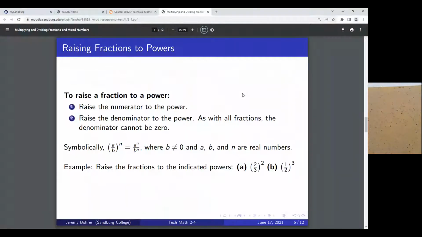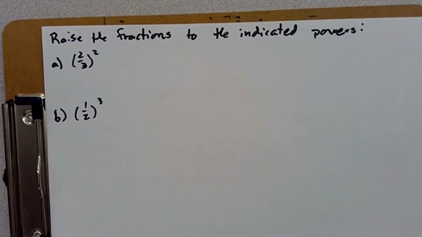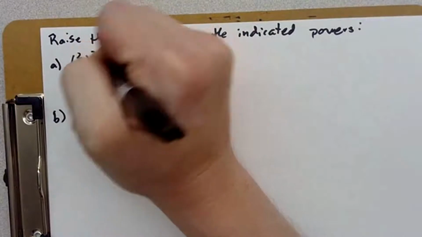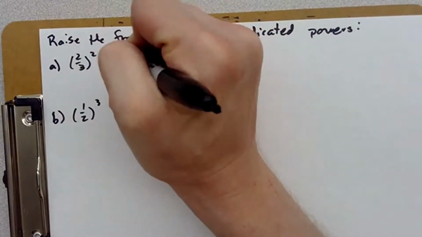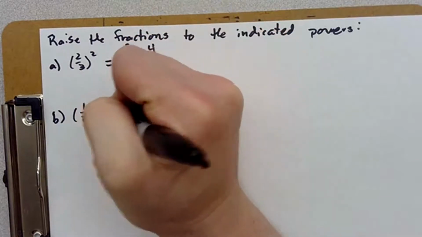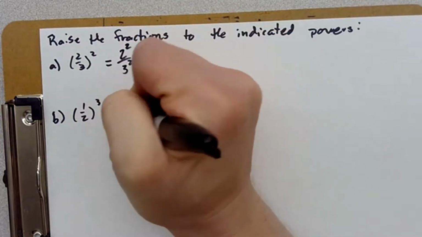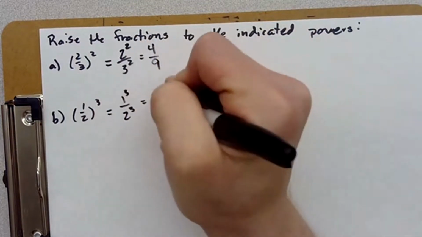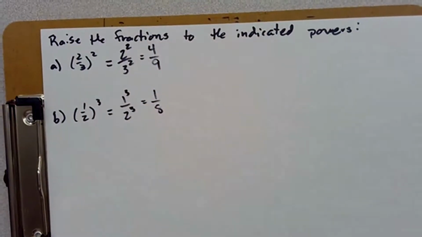Now we're dealing with raising fractions to powers, and we have a couple of fractions that we're asked to raise to a given power. These are pretty simple. To raise a fraction to a power, we just raise the numerator to that power and the denominator to that power. So 2/3 squared is 2 squared over 3 squared, or 4/9. And 1/2 cubed is 1 cubed over 2 cubed, or 1/8. Very simple.